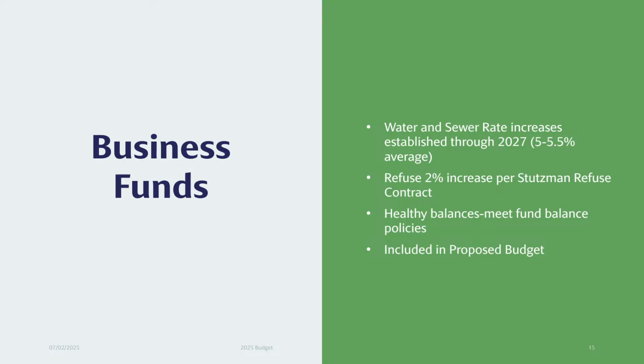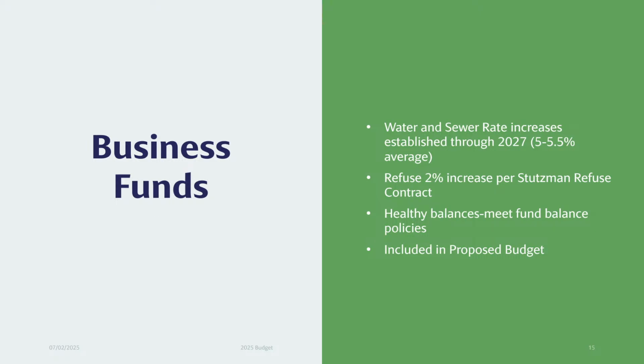I just wanted to touch on the business funds a little bit. They will be included in the proposed budget going forward. But the water and sewer rate increases have been established through 2027. Those have been approved by City Council. So an average of 5 to 5.5% increase for those rates. The refuse, the trash rates will increase 2% per our contract with Citizens Refuse.